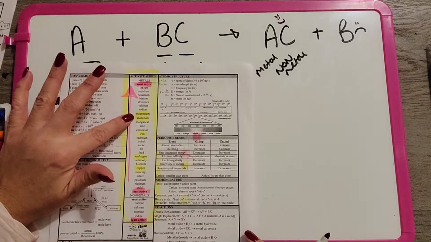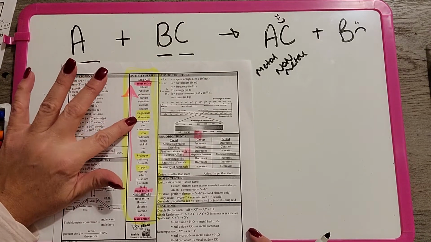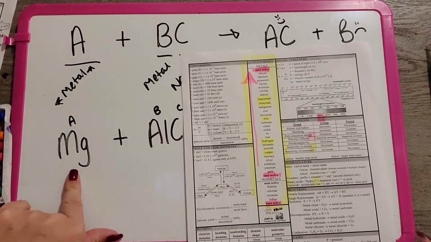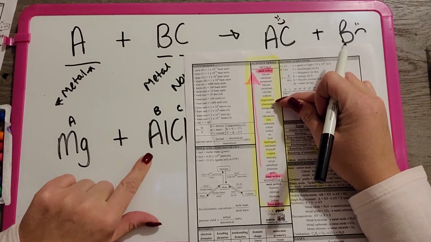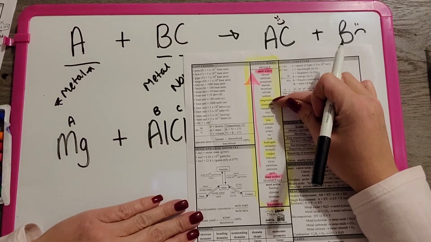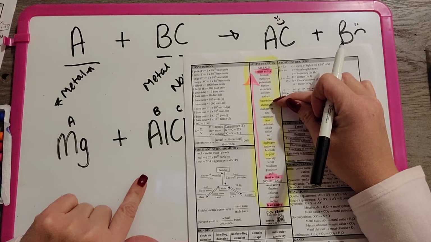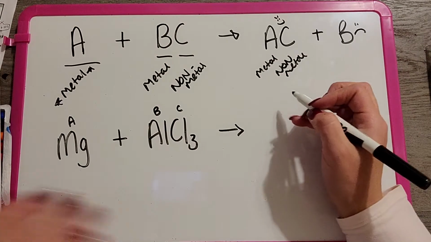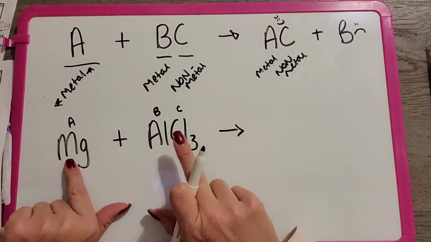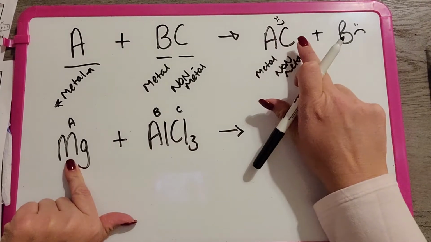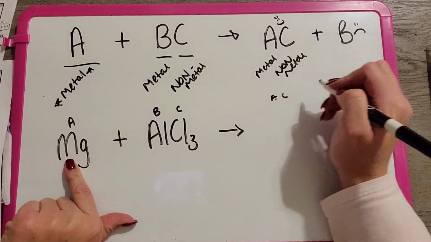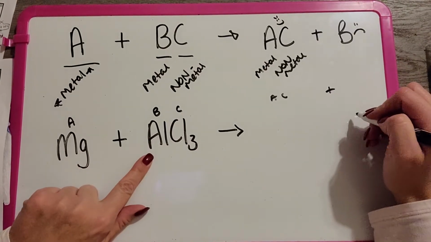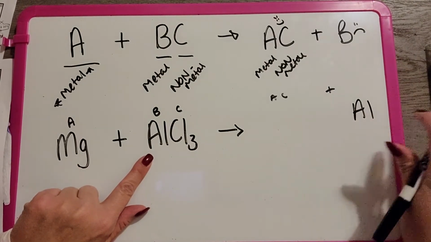Here is magnesium on the list, and here's aluminum. So is magnesium higher up on the list than aluminum? Yes, only by 1, but yes, it's higher. So magnesium is going to replace aluminum in this compound. Before we can write magnesium with chlorine for A with C plus B, we can just kick out plain old aluminum by itself.